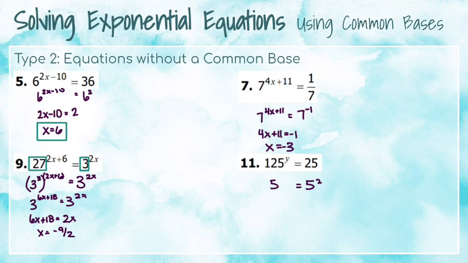And if you do some testing, some trial and error on your calculator, you should find that 5 cubed is equal to 125. So we should have 5 cubed to the y power. Then we will simplify this. And now we can see that 3y has to equal 2. And that means y is going to equal 2/3.